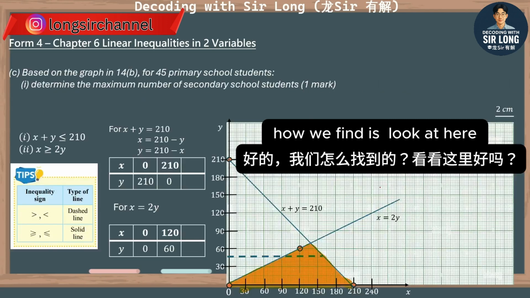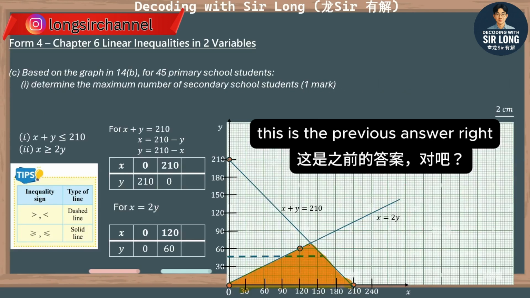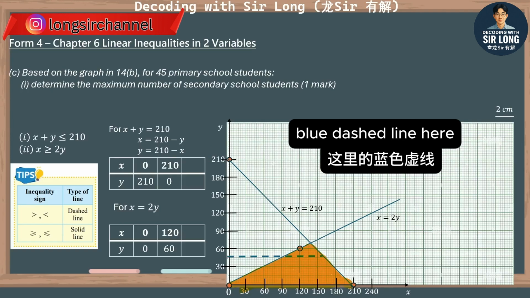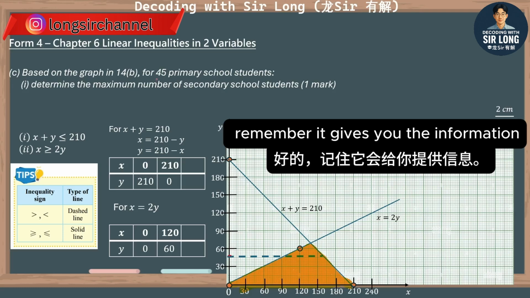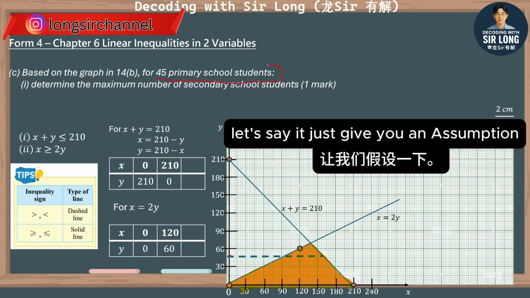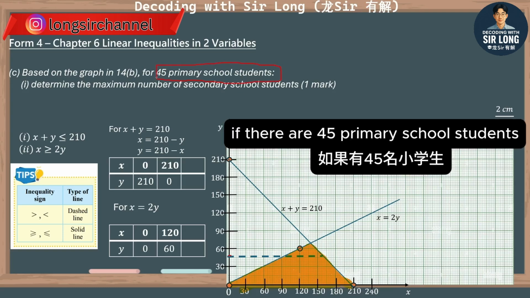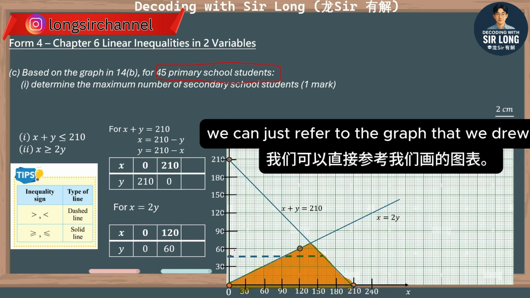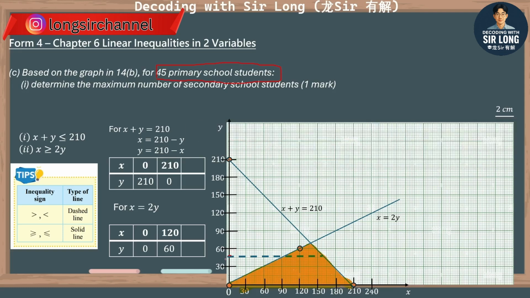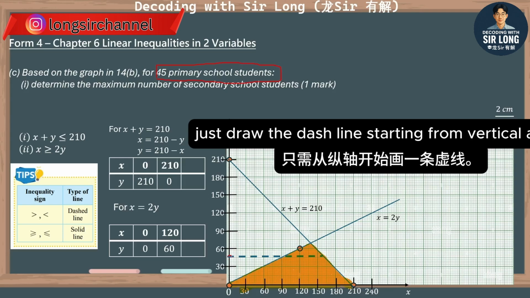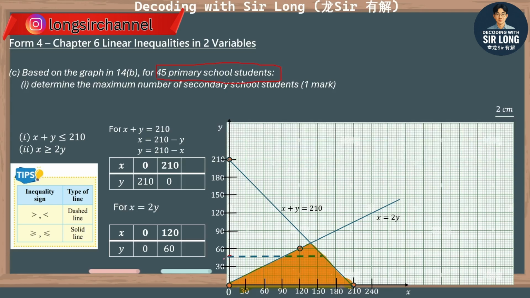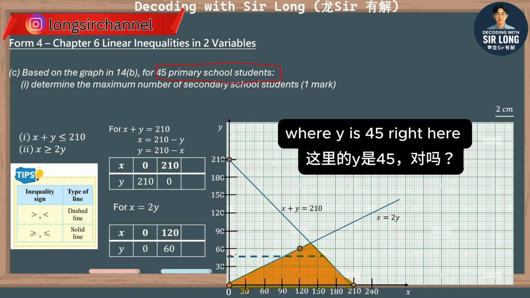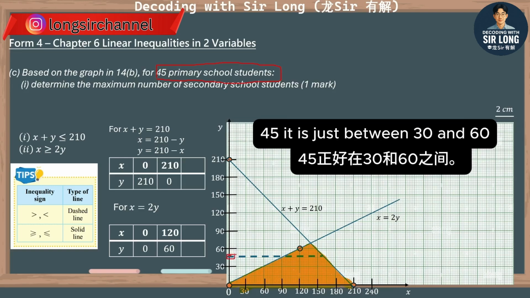How we find it is, look at here. This is the previous answer, right? Look at the blue dashed line here. Remember, it gives you the information. Let's say it just gives you an assumption: if there are 45 primary school students, how many secondary school students are there at maximum? Therefore, we can just refer to the graph that we drew just now. Just draw the dashed line starting from the vertical axis where y is 45 right here. 45 is just between 30 and 60.